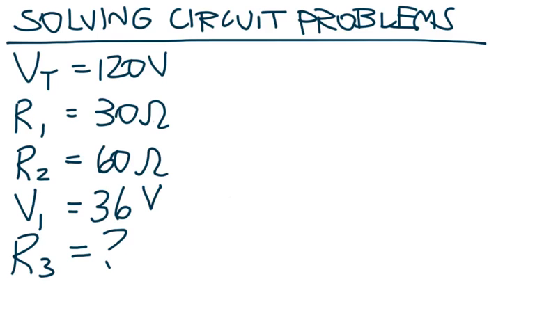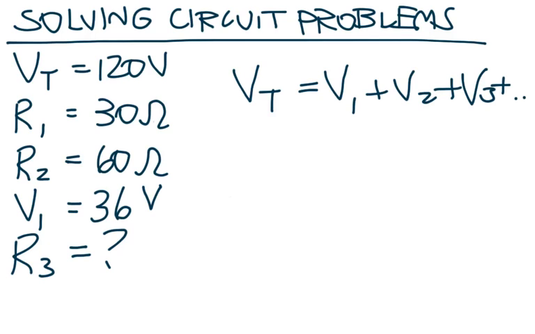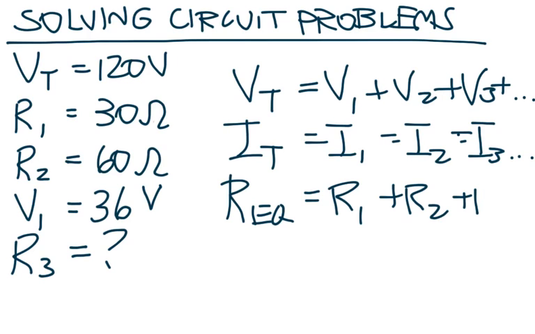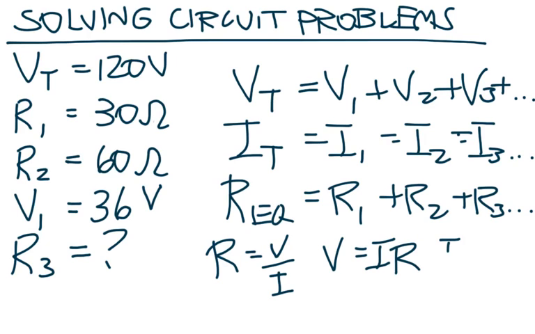Now with three different rules for series circuits, voltage adds up, current is the same at all points, and the resistance adds up. And then of course there's still Ohm's law, R equals V over I, for the whole circuit and for each individual thing, 1, 2, and 3, V equals IR and I equals V over R.